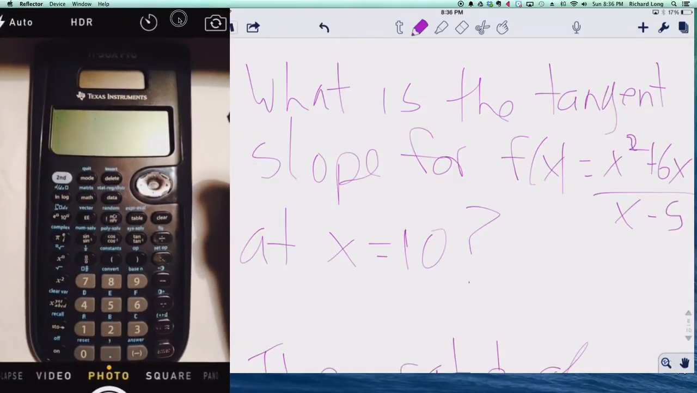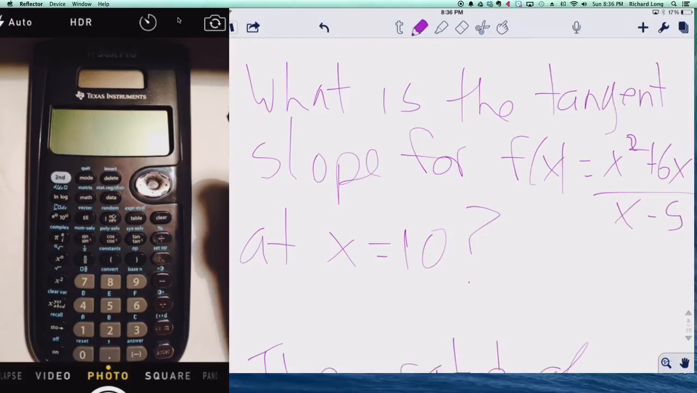Hello, here is a screencast about calculus with the TI-36X Pro. So let's take a look first at tangent slopes. Here's a question written out on the iPad. What is the tangent slope for f of x equals x squared plus 6x, divided by x minus 5?